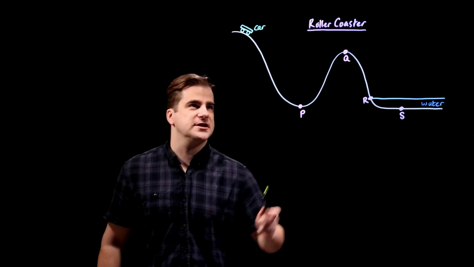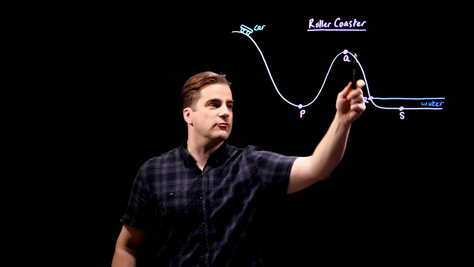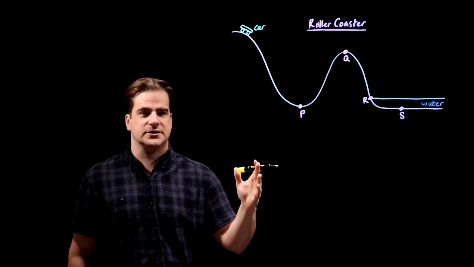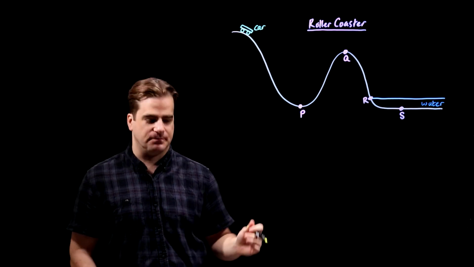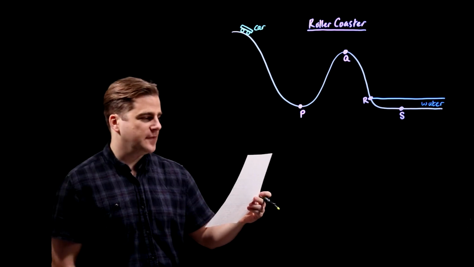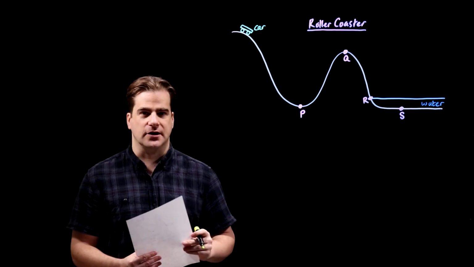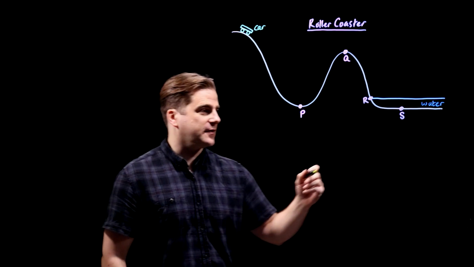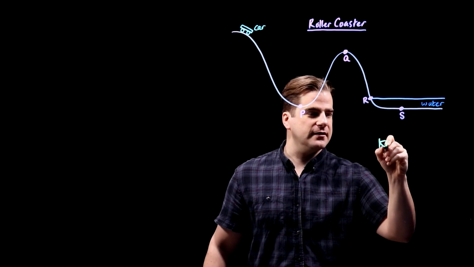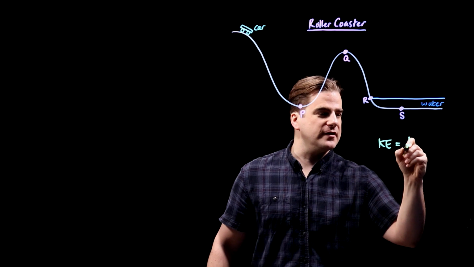Okay, we've got a question here about a car moving on a roller coaster. So it's a question about types of energy. First bit, what is the equation for kinetic energy? You should definitely know this, okay? Kinetic energy is half mv squared.